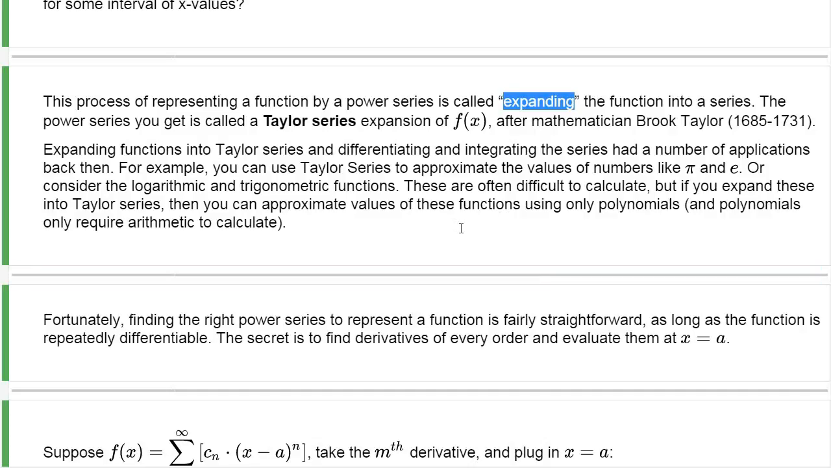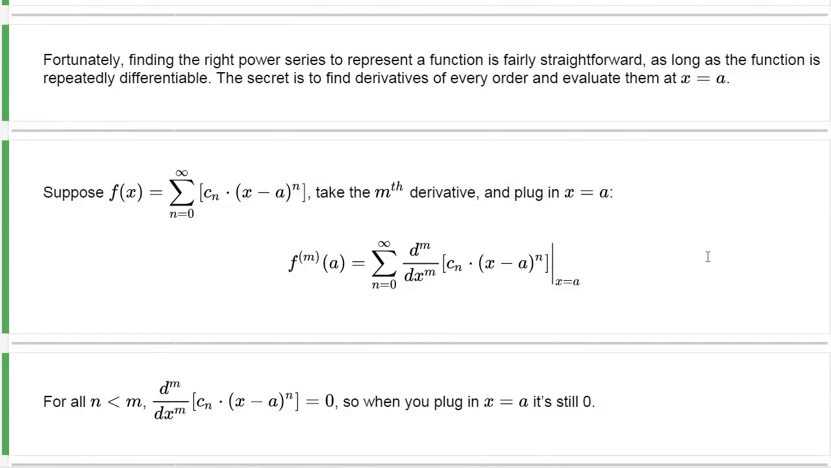Logarithmic and trigonometric functions often have irrational values that come out, difficult to calculate, but when you expand these into Taylor series, you can at least approximate them. The partial sums of a Taylor series are actual polynomials, and so you can approximate these functions using partial sums of the Taylor series. Fortunately, finding the power series that represents a given function is fairly straightforward if that function is repeatedly differentiable.